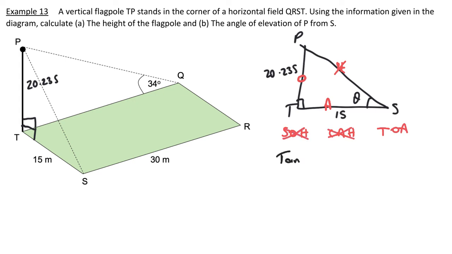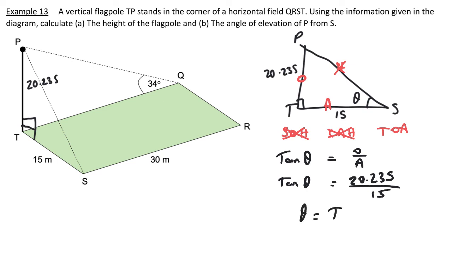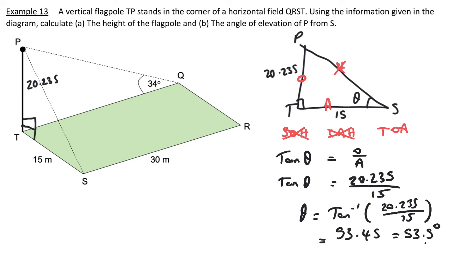So we've tan of theta is the opposite over the adjacent. Tan theta is 20.235 over 15, and I've used the three decimal place version so that I have some more accuracy in the question. Theta then is tan to the minus 1 of 20.235 over 15, which works out to be 53.45 or 53.5 degrees to 1 decimal place.